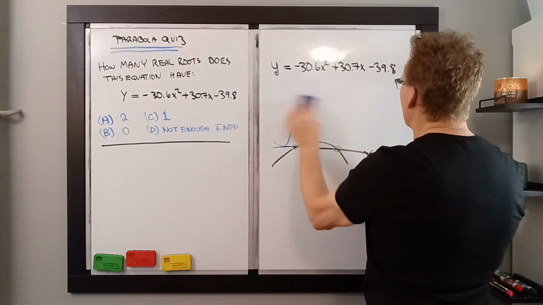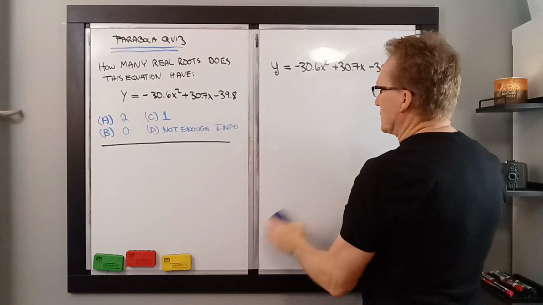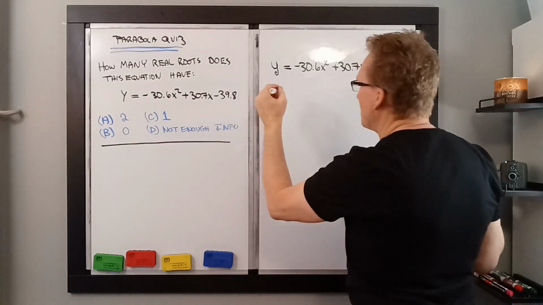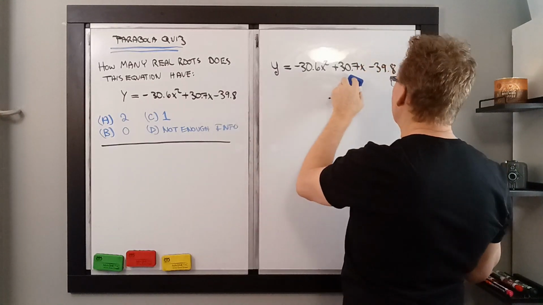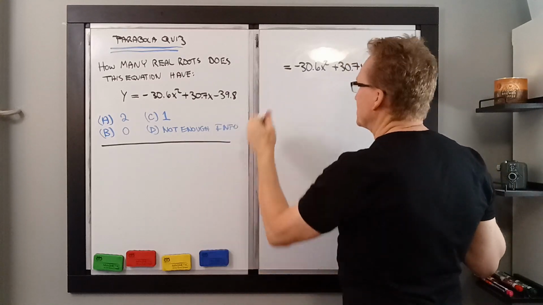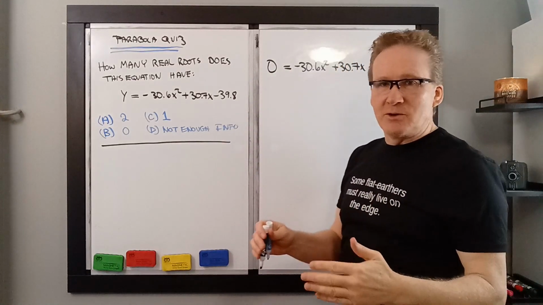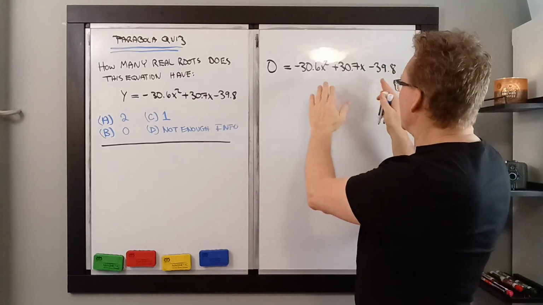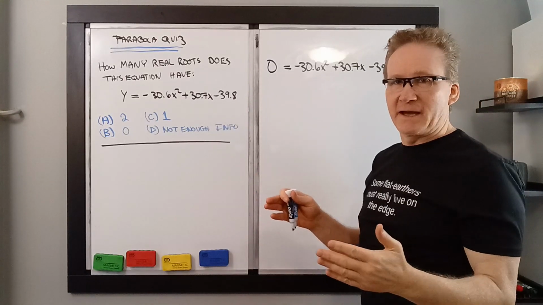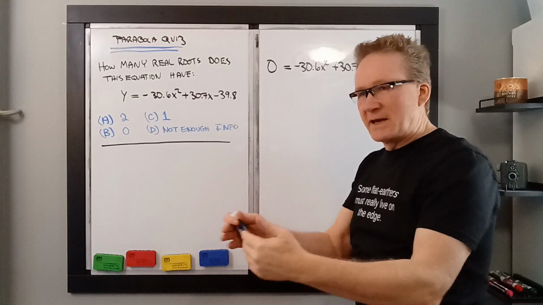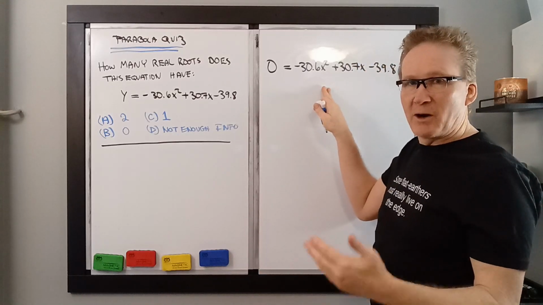I've rewritten the problem here. Now, how would you solve this? What we want to do, remember, is find the values of x when y is equal to 0. So I'm just going to replace that with a 0. The easy way to do a problem often is to factor it. Now, this looks very, very difficult to factor. So in that case, you would jump to the next step, which would be using the quadratic formula.